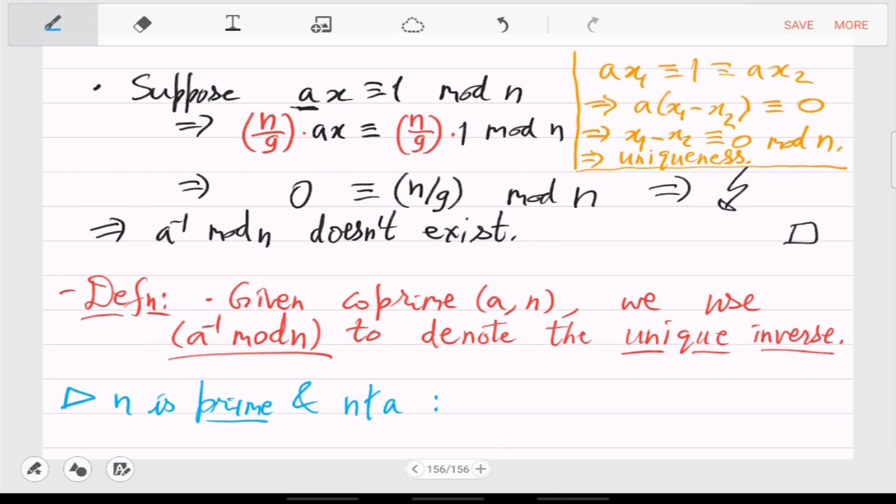So since n is prime, can you deduce, can A and n share a factor? Yeah, because if they shared a factor, then that factor will be divisible by n, and then A will be divisible by n, which is ruled out in the hypothesis. So this actually means that A and n are co-prime, which means that A inverse mod n exists.